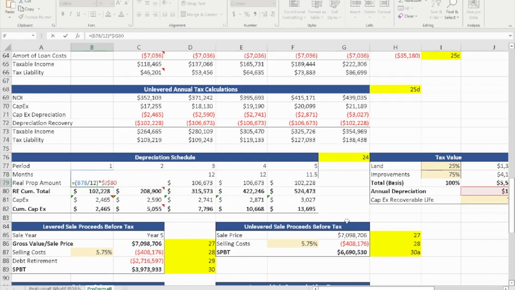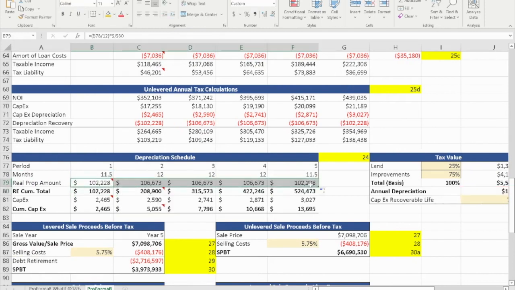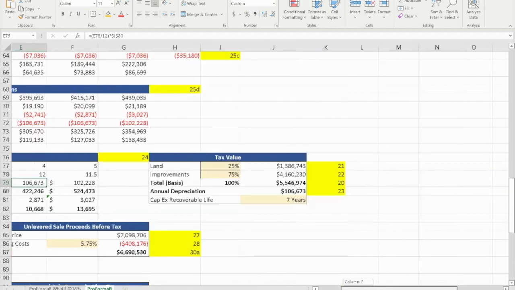And you will multiply it by the annual depreciation, which is the $106,000. If you anchor that and only that, you can drag it across. It will calculate the depreciation for you for the subsequent years, ending in year five. Year five, since you're holding the property for 11 and a half months, should equal what you have in year one, since the holding months are equal.